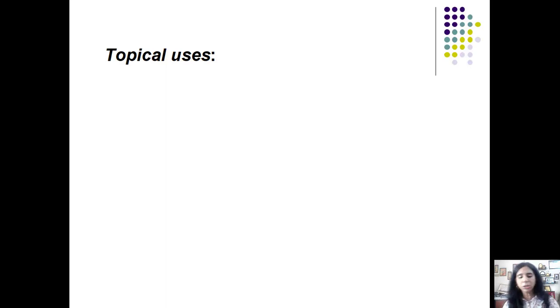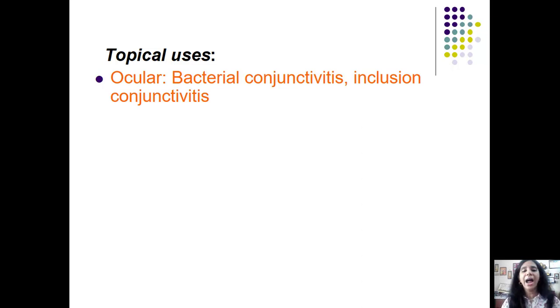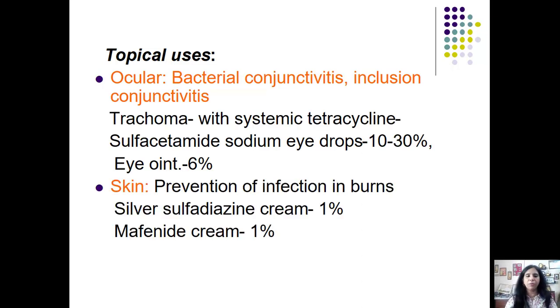Now we come to the topical uses of sulfonamide. I told you the special purpose sulfonamide here is sulfacetamide sodium, students, and it is used for eradication of bacterial infections and inclusion conjunctivitis, which is caused by Neisseria gonorrhoeae in children, and trachoma, which is most responsive to tetracycline. But yes, topically we can give sulfacetamide sodium eye drops to the extent of 10 to 30%. They are available as ocular eye drops. Even an eye ointment of sulfacetamide sodium is available.